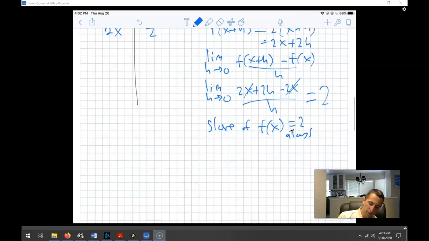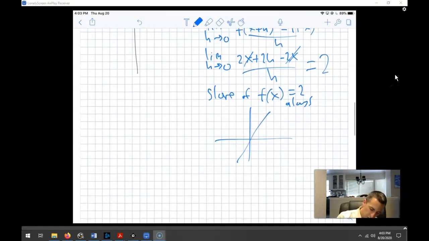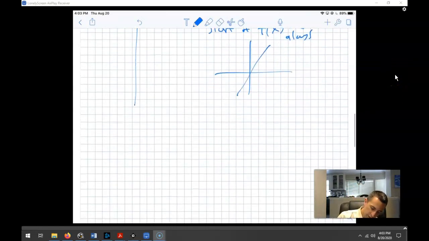And that hopefully makes sense, right? Because if you think of the graph y equals 2x, it has a constant slope of 2. No matter what point you pick along this line, it always has a slope of 2. Okay, so let's leave some room in this table. We'll fill it out later.